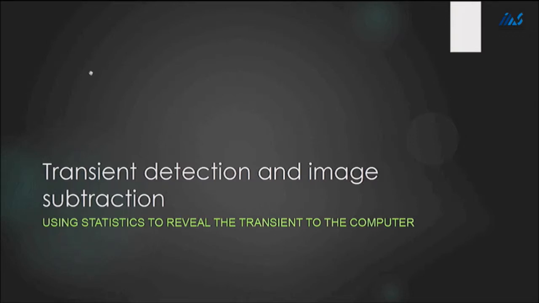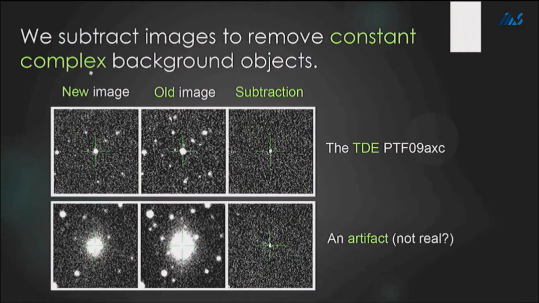So we want to reveal the transients to the computer. The key word in this slide is computer. You don't want your students looking at the transients. You want something automatic to detect them and flag your phone to say, please take a spectrum or something like this. So why do we subtract images?